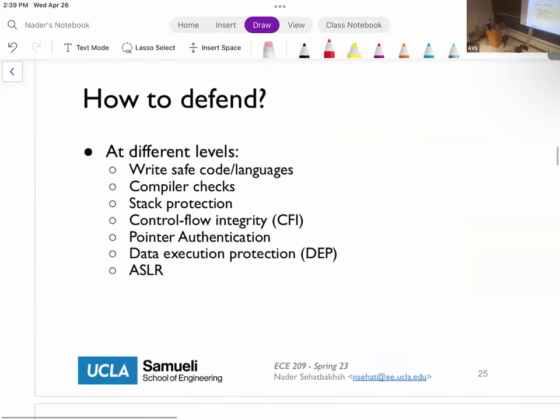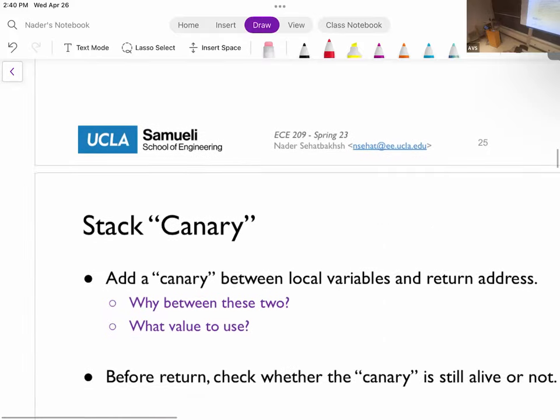So of course, the first thing you can do is just write safe code, right? There are new languages such as Rust and Java that by design don't have these types of vulnerabilities, with out-of-band checks and so on. And then you can have things like compiler checks, as you mentioned. Then it goes through some more involved defense mechanisms, including stack protection, control flow integrity, pointer authentication, data execution prevention, and ASLR. So let me talk about some of them.